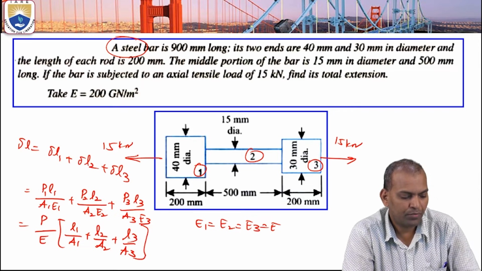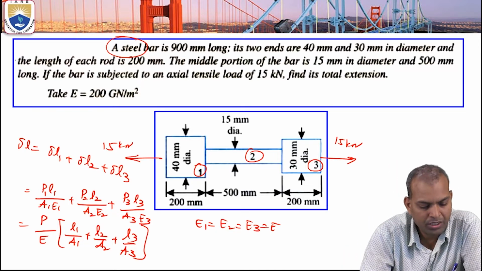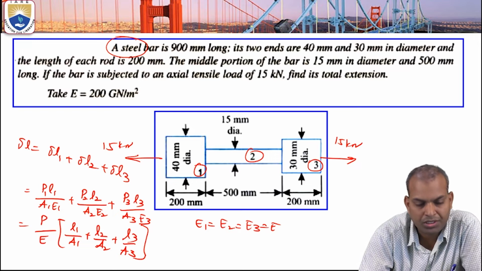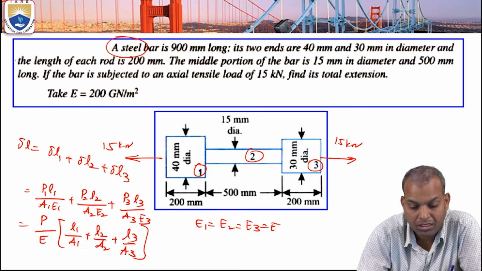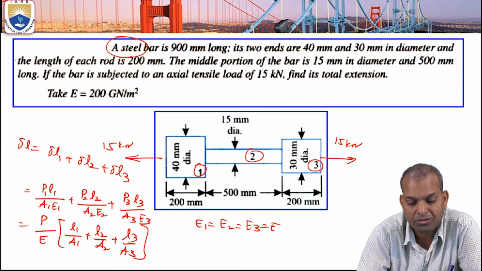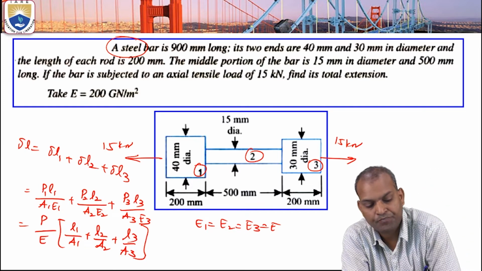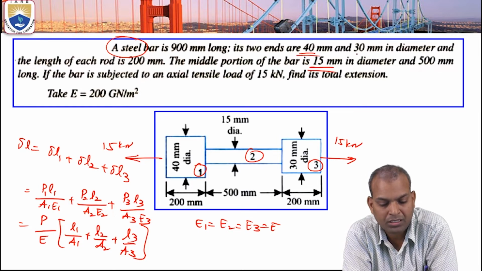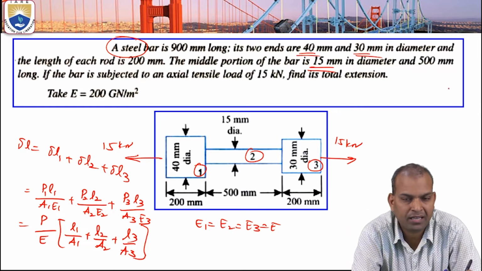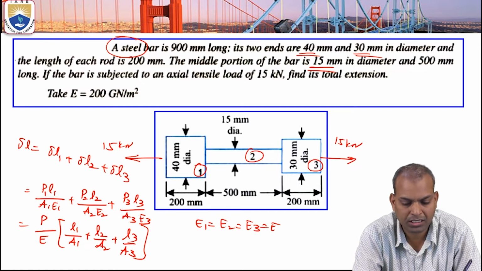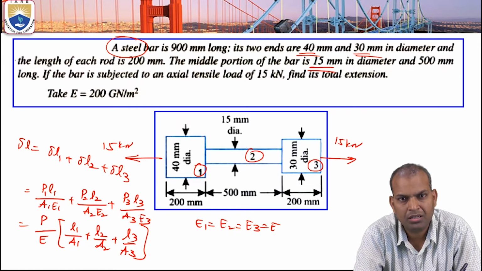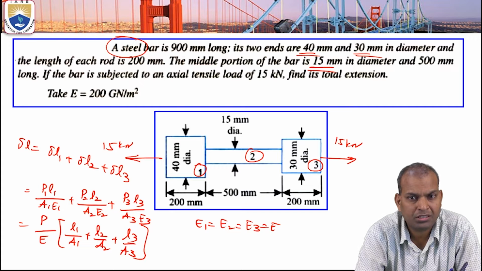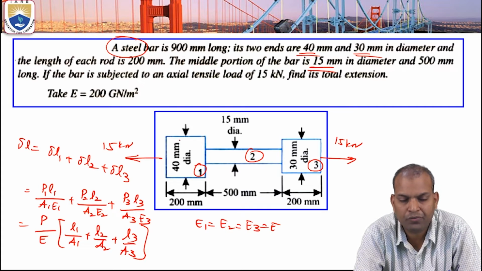So here L1 by A1, L2 by A2 and L3 by A3. What is A1? Area of cross section 1. Based on the given dimensions, one can understand it is a circular cross section. The middle portion is 15 millimeters and the two ends are 40 millimeters and 30 millimeters in diameter. That means the area of cross section is the circular cross section area, so pi by 4 times d square.